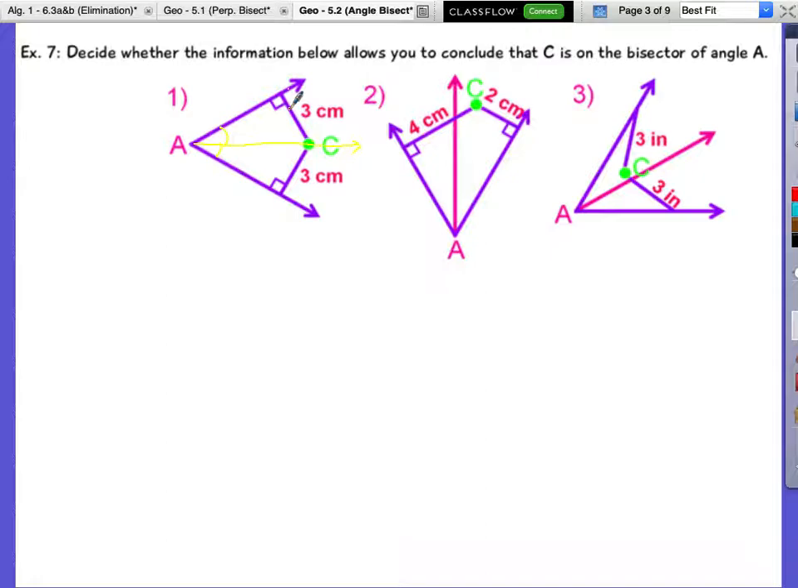Okay. So on number 2, point C is 2 centimeters from this side of the angle, 4 centimeters from this side of the angle. Is it on the angle bisector? No, because not only can we see that just by looking, assuming this is the angle bisector, which it is, we can also tell because they're not the same distance. They have to be the same distance. So, no. This is yes.